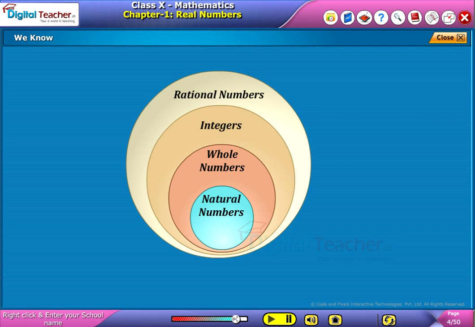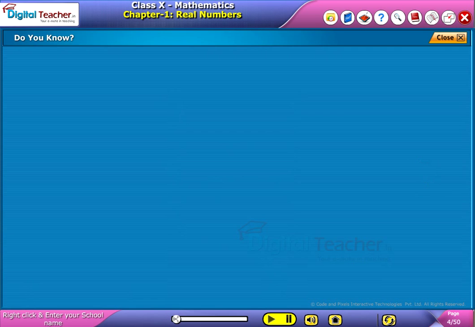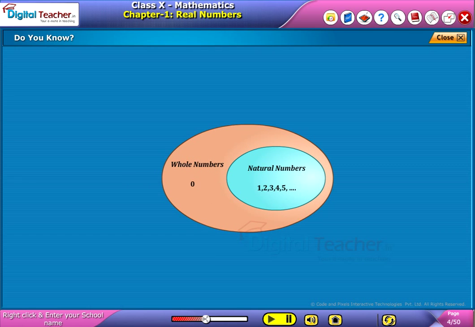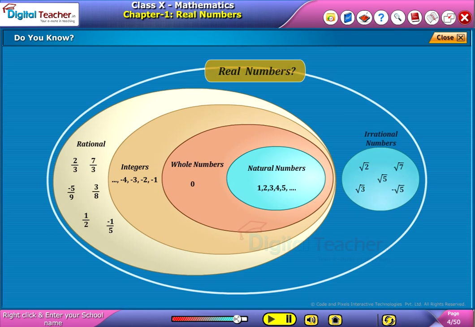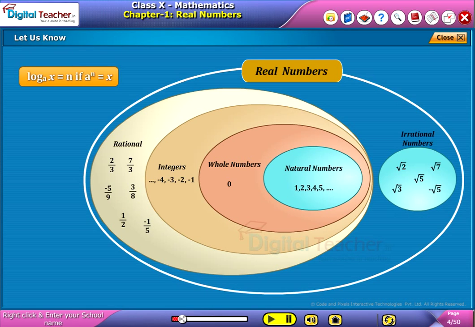We also have irrational numbers, which cannot be expressed in the form of p by q, where p and q are integers and q is not equal to 0. You know that rational numbers contain the set of natural numbers, whole numbers, and integers. But do you know that rational numbers are contained in some other set of numbers? Let us learn about various properties of rational and irrational numbers in detail, and also about logarithms.